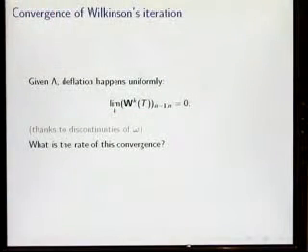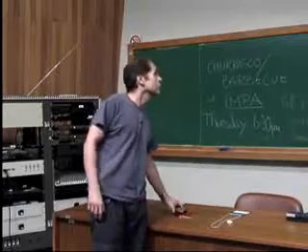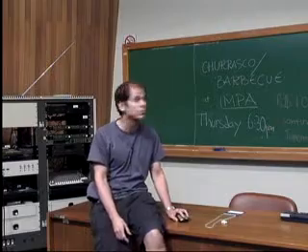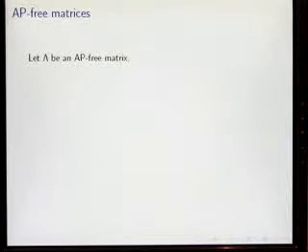Now, big question here, what is the rate of convergence? It's at least quadratic. That's a well-known fact. Is it cubic? That's a question which has been asked, and in a sense, that's a question which we're trying to answer here. Is it cubic? When is it cubic? Always, almost always. Well, let's discuss the situation of AP3 matrices.